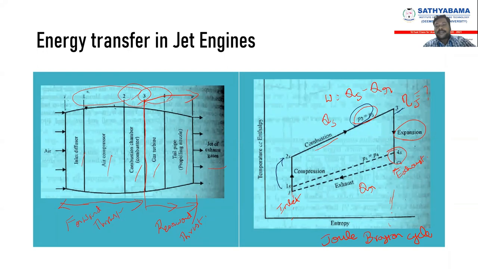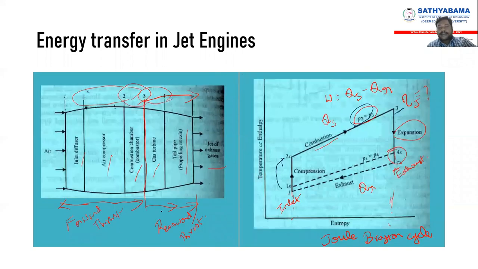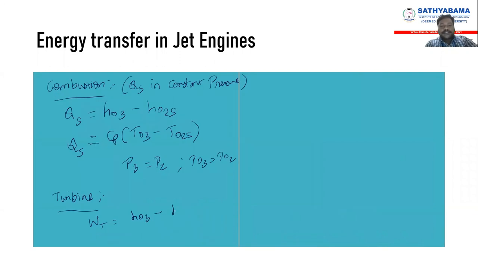In the turbine, enthalpy is getting dropped. So what is your maximum enthalpy? That is H03, the maximum enthalpy, minus the final expansion outcome, that is H04S. By the expression for work done of the turbine, introduce the formula Cp into T0 for H0, and we can write it as Cp times T03 minus T04S.